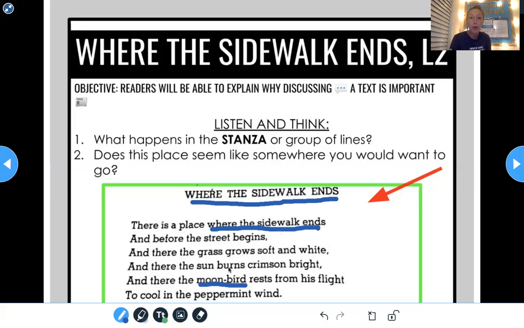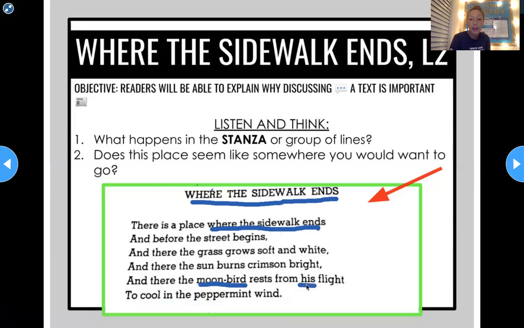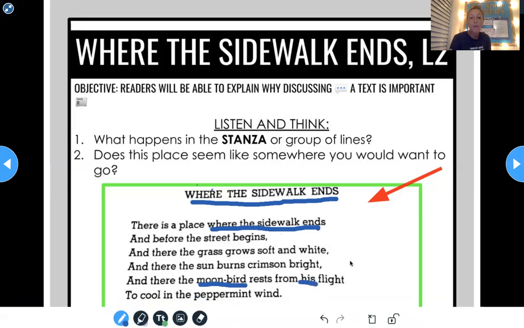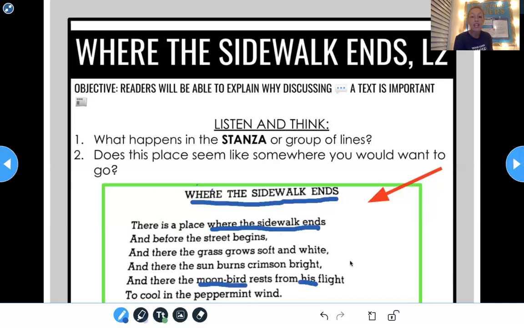I underline moonbird because he is a character in the poem, so he answers the question of who. I'm also going to underline the word, whoops. See, I made a mistake. The word his, because his is a pronoun. His is talking about the moonbird, and since we know the moonbird is a character in the story, his is another word that tells us more about who. Awesome. We're going to keep practicing, and I'm going to keep explaining how to annotate in our next stanza.